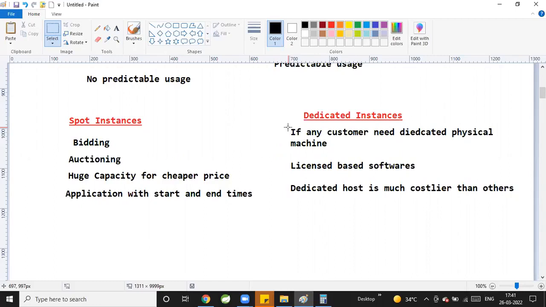Licensed based softwares they are going to provide you. But here the thing is, dedicated host is much costlier than others. Okay.